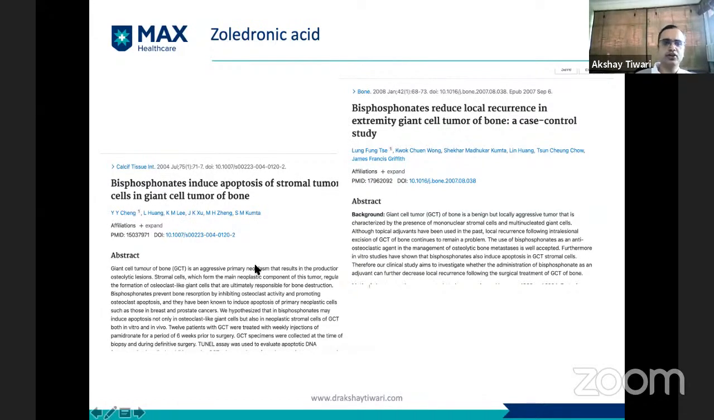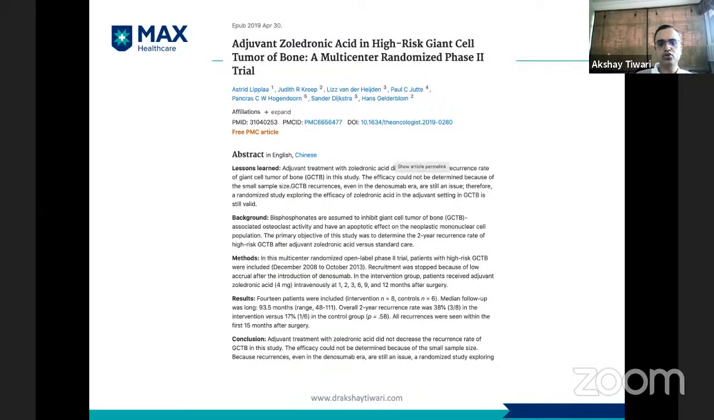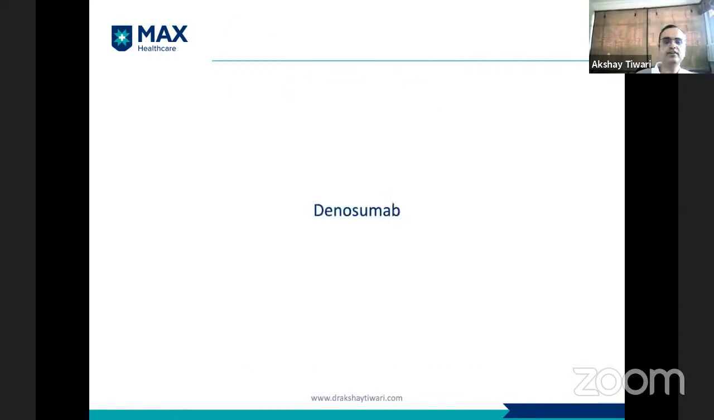Of course, zoledronic acid was being used much earlier by workers, and we do have Casey Wong, and I think he would be listening, and no one would know better that bisphosphonates induce apoptosis of stromal tumor cells, and they are probably the ones who actually affect the tumor cells rather than the osteoclasts themselves. And it was shown that they actually reduce local recurrence in the clinical setting as well. But there have been reports showing the contrarian view, where they did not find zoledronic acid decreasing the recurrence rates. So all this still needs to be settled.